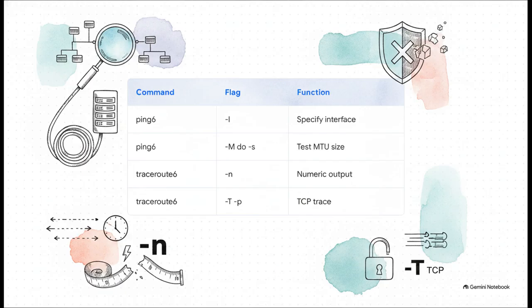Oh, and if your normal traceroute is just throwing asterisks at you because a firewall is dropping ICMP traffic, try using the -T flag. That traces the path using TCP packets to a specific port instead.